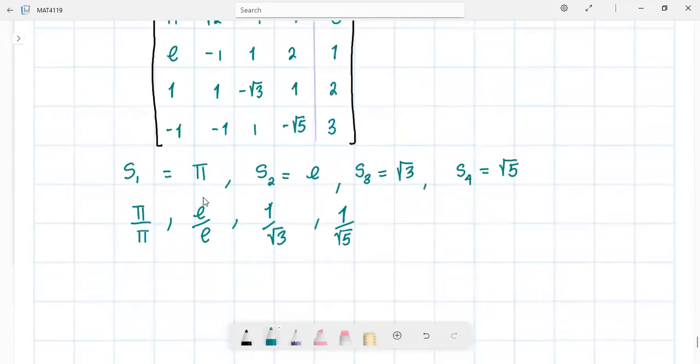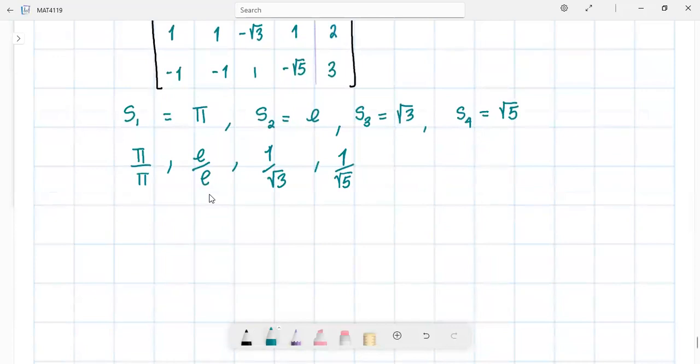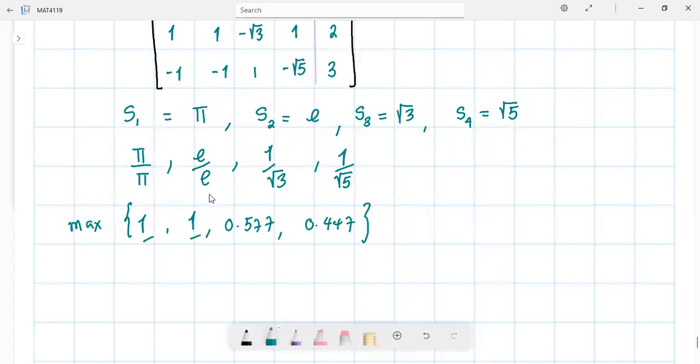So from this, we get the maximum. As you can see, the maximum actually is this guy gives us 1. Also, this one gives us 1, okay? And then the other one, what does it give us? So this one gives us about 0.577 to 3 digits. Also, the next one gives us about 0.447, okay? So what's the maximum from this? You can see that the maximum is 1. So I have 2 maximum values here.